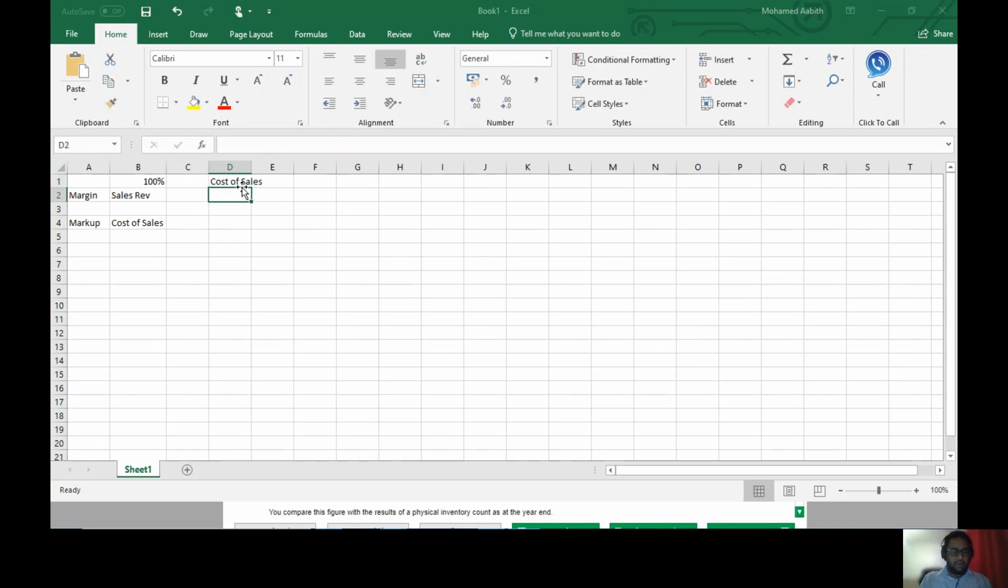So to find out what your cost of sales is, it's going to be sales revenue minus margin. Actually, I shouldn't say minus. What do you need to do? You have to find it this way. So to find the cost of sales, let's see this way. Yeah, cost of sales is going to be 100 minus margin, divided by sales.